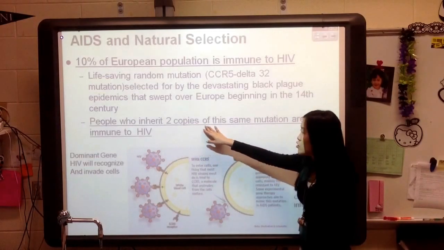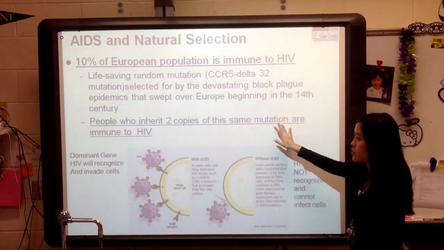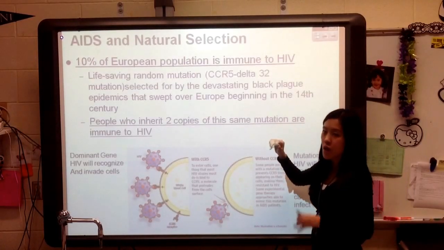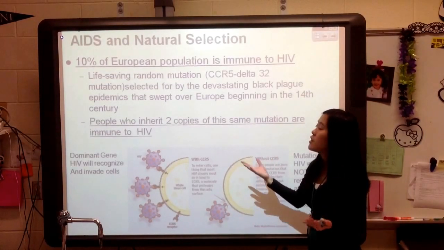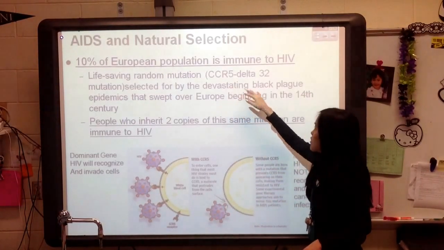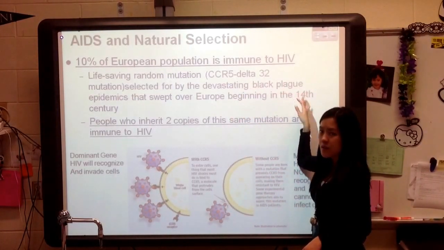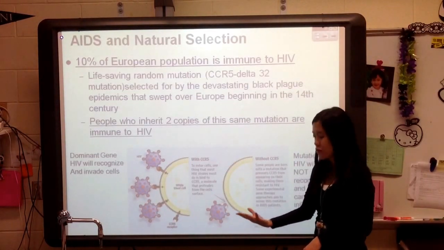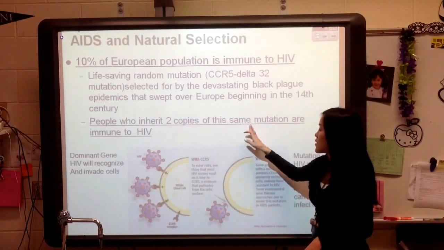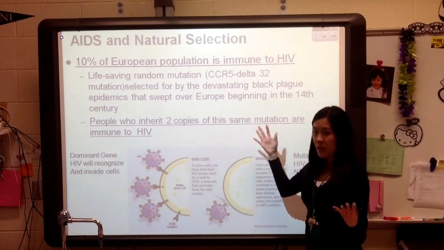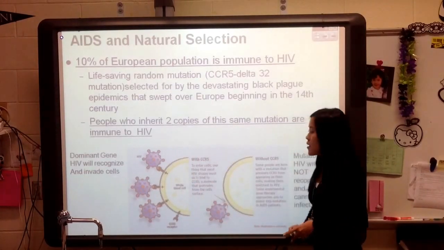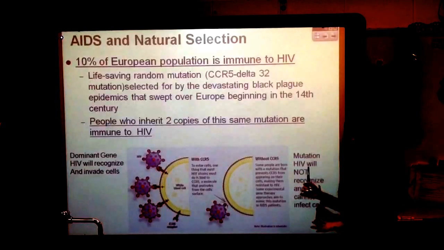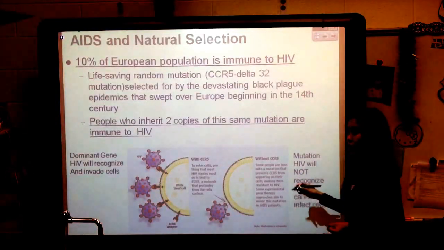Now, people who inherit 2 copies of the same mutation are immune to HIV, okay? 2 copies. That's going back to homozygous or heterozygous. So we're saying people that, again, were immune to the Black Plague passed on their genes, and if their child or grandchildren or great-great-great-grandchildren got 2 copies of the same mutation, then they would never get sick from HIV. So a lot of scientists are trying to figure out what we could do to manipulate that so that people no longer get infected with HIV.